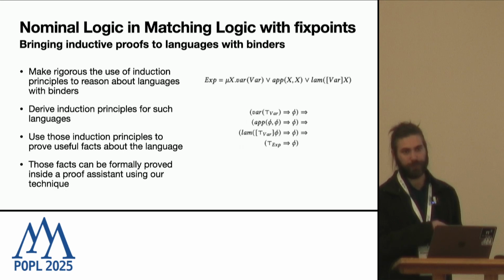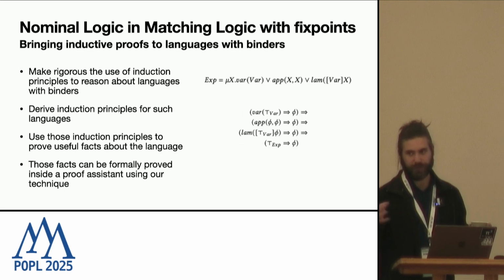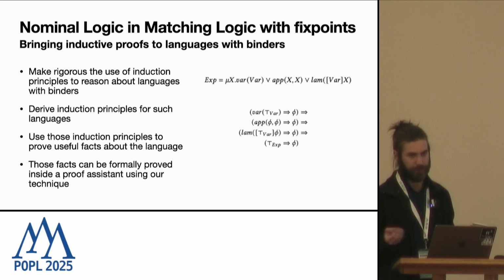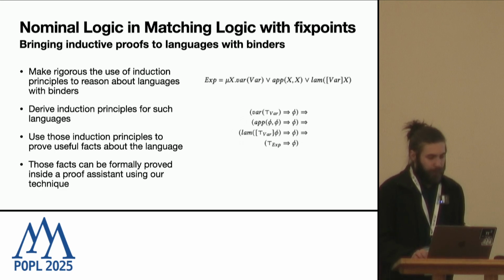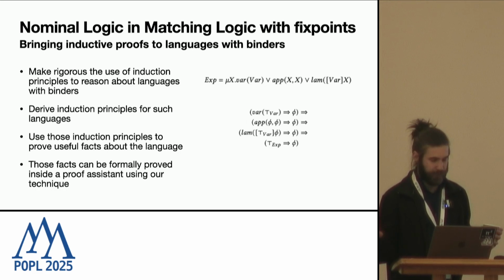We want to be able to derive everything from first principles rather than just assume some structure and assume that we have this induction principle for it, which could have bugs. Now it's just a theorem. And then we can use those induction principles to prove useful facts about our language. And those facts, as we have shown in this work, can be formally proved inside a proof assistant, such as Metamath Zero. But the same technique would probably be generalized to other proof assistants.